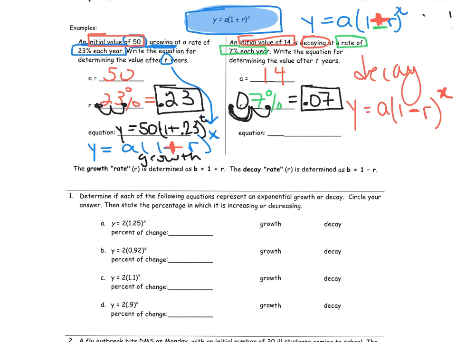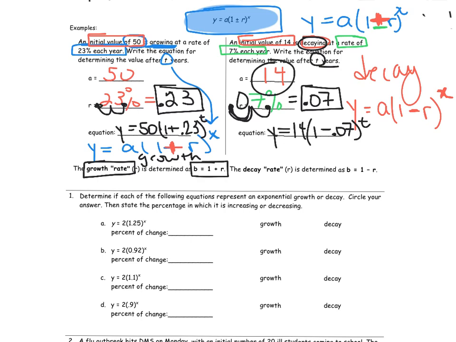All right, now we just have to fill out our equation. Be careful, it wants you to use t as in years. Again, Regents will take off a point for using the wrong variable. So we're going to write y equals, a is our initial amount, 14 times 1 minus, because it's a decay, 0.07 to the t, and that's it. All right, you just got to remember, the growth rate is r, which is determined from 1 plus r, and then the decay rate, r, is determined from 1 minus r equaling b.